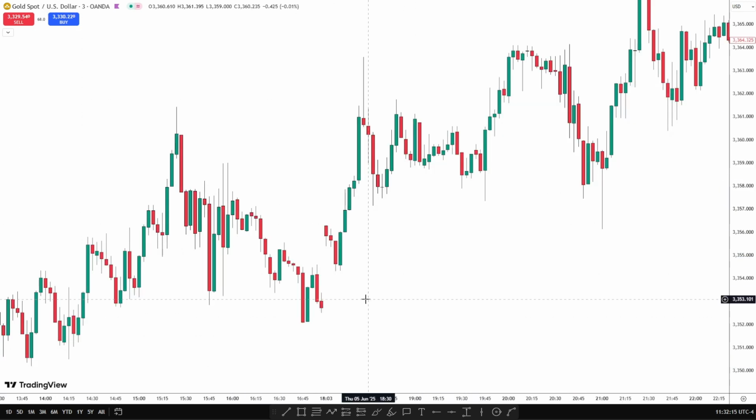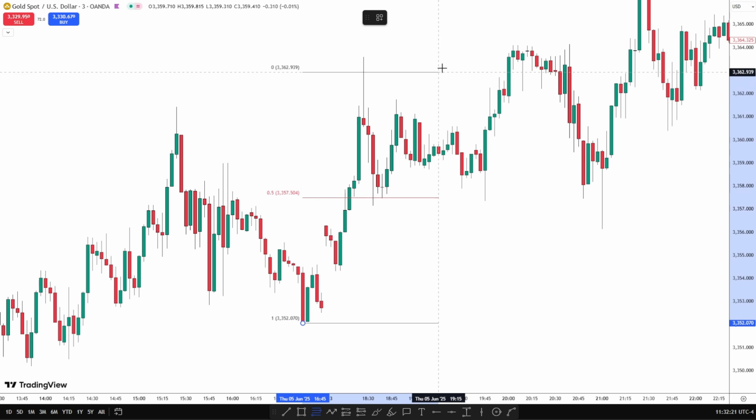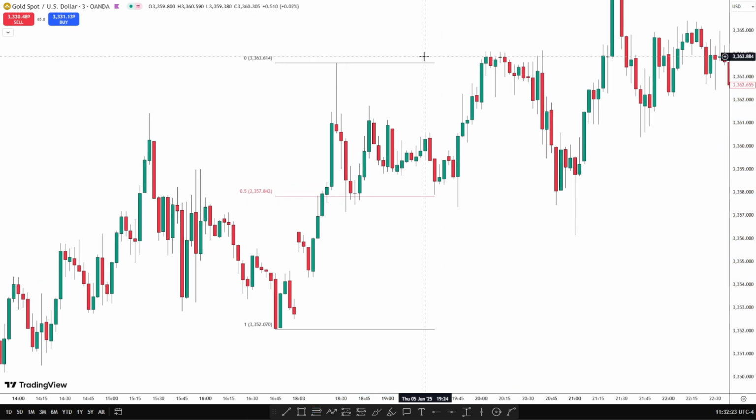Okay, so I've just spotted another perfect entry point here on XAU USD. So I'm going to be measuring the low of the range to the high of the range. Always, that is the key point to this model.